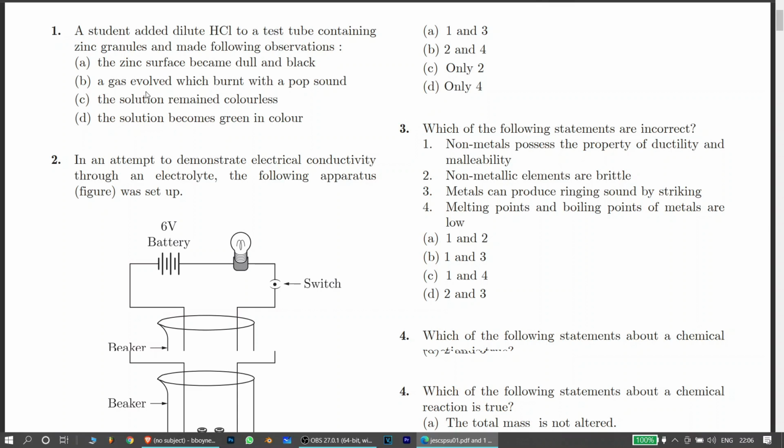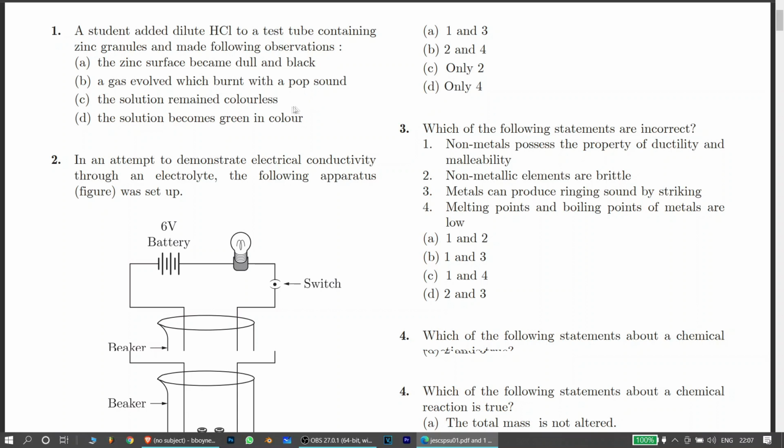So question number 1 says, a student added dilute HCl to the test tube containing zinc granules and made the following observations. So basically you have to select the correct observation by the student. The first is zinc surface become dull and black. Second, a gas evolved which burnt with a pop sound. Third, solution remained colorless. Fourth, solution becomes green in color.